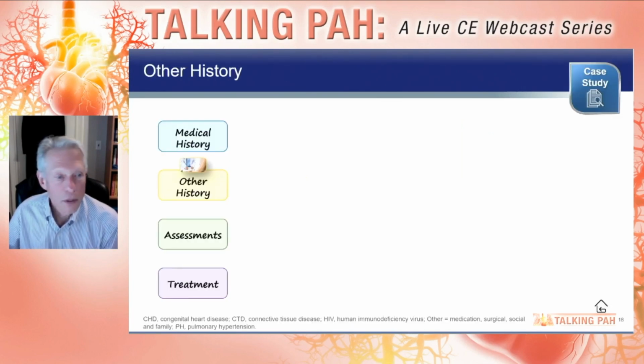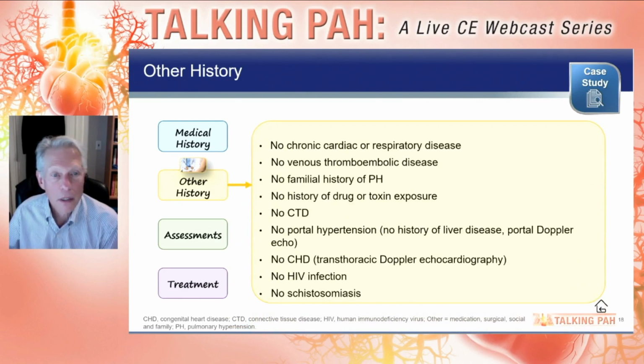So as far as the next steps, it's always important to get a detailed history. We do want to know about any other chronic cardiac or respiratory disease. Very often these patients are misdiagnosed as having some sort of asthma or COPD, depending on their age. So certainly considering that, but I think importantly, if you treat asthma or COPD with the standard approaches and those patients don't improve, then you need to consider another diagnosis.